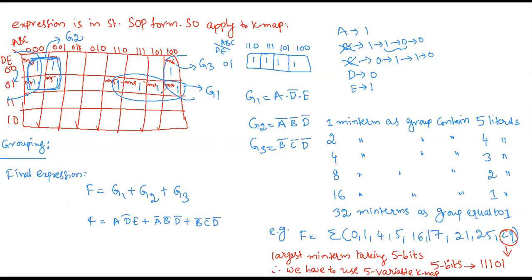Now look at the grouping. Here the grouping has 4 minterms as a group. If we have 4 minterms as a group, the group contains only 3 letters. So here G1, G2, G3, these 3 have only 3 letters. First is A, the first letter, D bar is the second letter, E is the third letter. Similarly, for the remaining groups also.